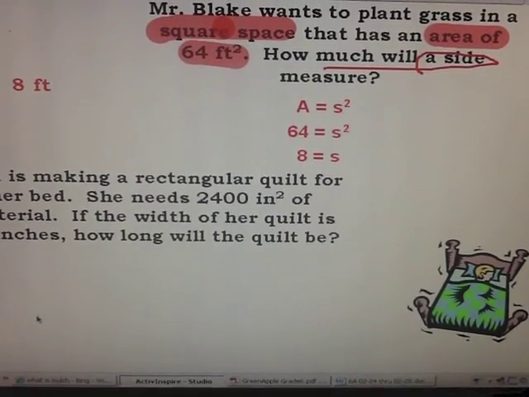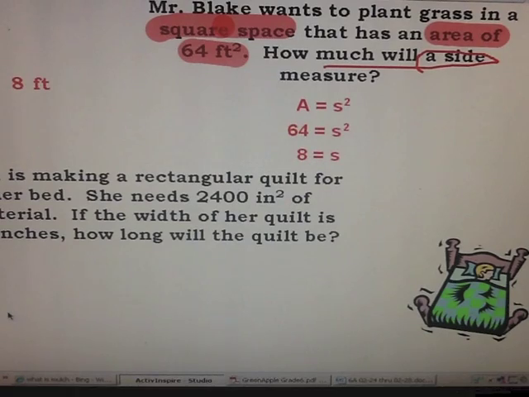Let's try another one of those. Sarah is making a rectangular quilt for her bed. She needs 2,400 inches squared of material. If the width of her quilt is 60 inches, how long will the quilt be?